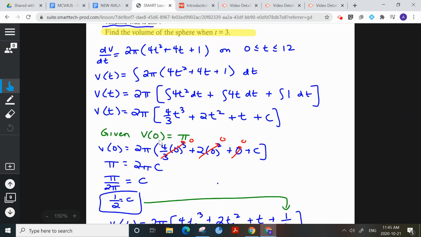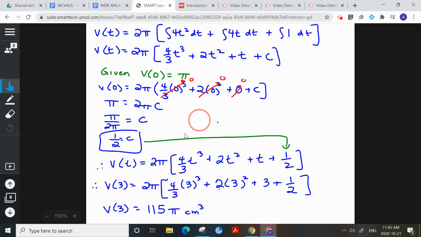So I know that V at 0, the initial volume, was π. If I plug in 0 for t, it's going to make this 0, this 0, this 0. So I'm just going to have 2π times C. And if I isolate for C, π divided by 2π tells me that C is 1/2. So now I have a volume equation that says the volume of the sphere is 2π times this long expression, and I've replaced C with 1/2.